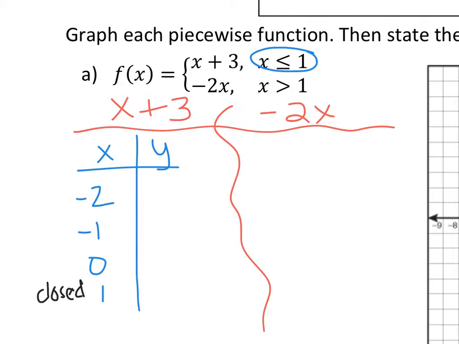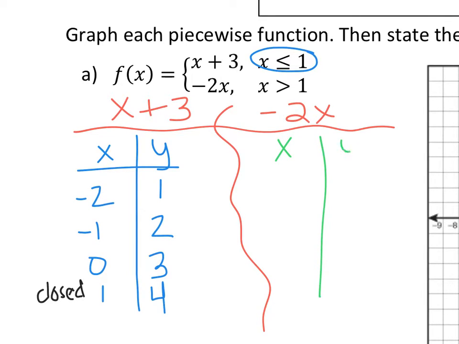You can go ahead and plug x plus 3 into your y equals on your calculator, or just plug them in mentally. When I plug in each x value, negative 2 plus 3 equals 1, negative 1 plus 3 equals 2, 0 plus 3 is 3, and 1 plus 3 is 4. I'm not even going to graph it yet.